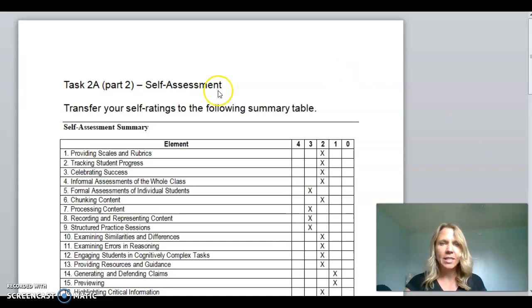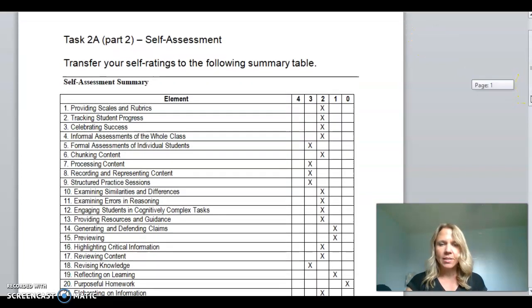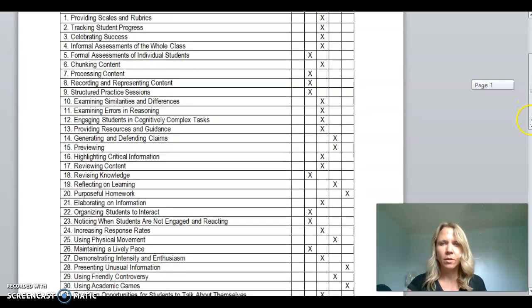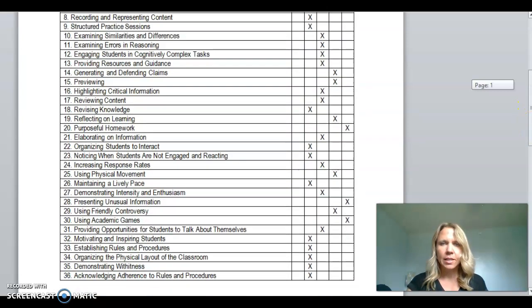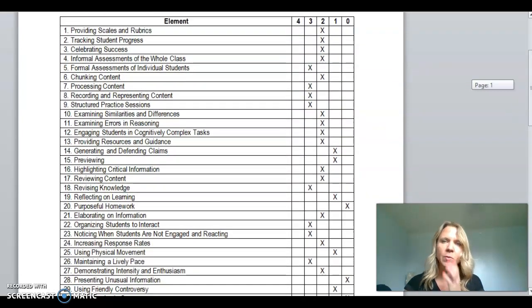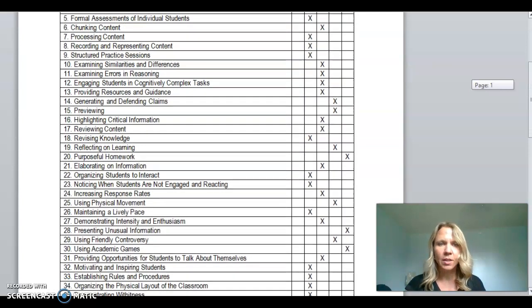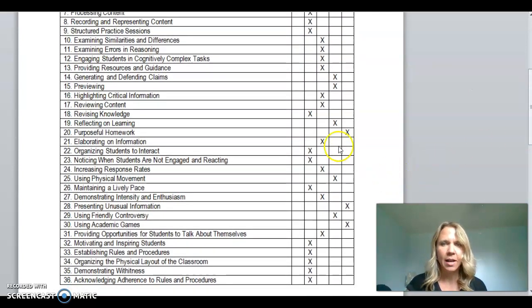I'm going to start by explaining how I found my strengths and weaknesses. First, I did this self-assessment and filled out the chart. And you can see my lowest ones were down here: purposeful homework, presenting unusual information, academic games.